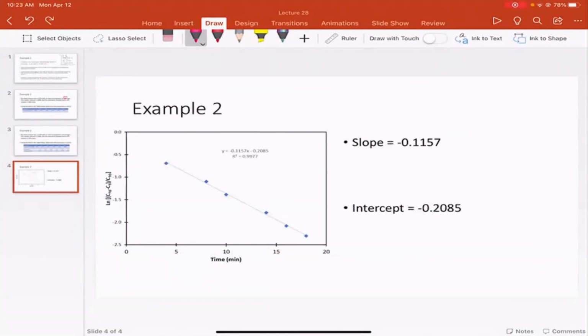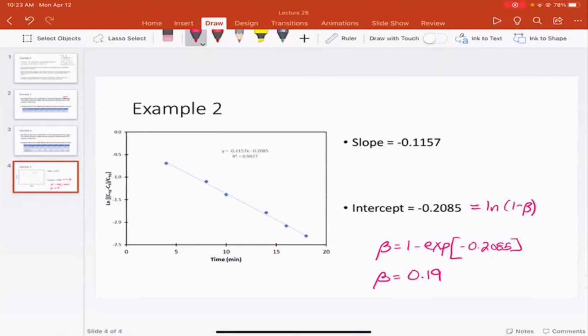Okay, and so the first thing that I did was I picked on the intercept, because we know the intercept is equal to the natural log of 1 minus beta, just like we wrote a second ago. So that means that beta is just equal to 1 minus the exponent of the intercept of minus 0.2085. And we can find then that beta is equal to 0.19. So in this particular example, we have almost 20% of the flow going through bypass.